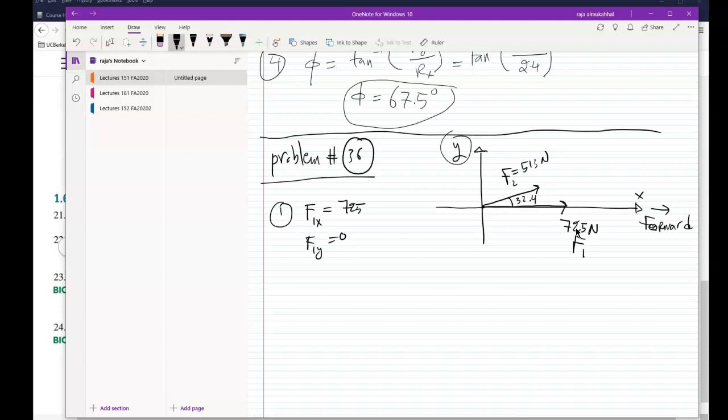F2x. Well, what is it? F2x is just going to be F2 cosine theta, which is 32.4. You agree with that, guys? Go back to the recipe. It's the same thing. I'm not doing anything different. That's going to be 513 times cosine 32.4. Go back to my calculator. Cosine 32.4. Answer 0.844. Now you multiply this whole thing times 513. Answer 433.